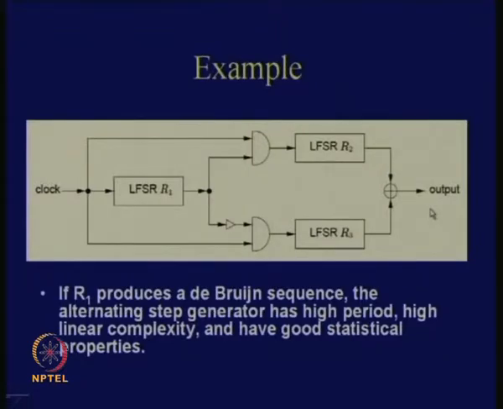So, this is the principle of what is called an alternating step generator, and there are results which say that if R1 produces a de Bruijn sequence, you know what a de Bruijn sequence is, then the alternating step generator satisfies good properties. That means it has a high period, good linear complexity, and it is supposedly a very good stream cipher generator, a key generator.